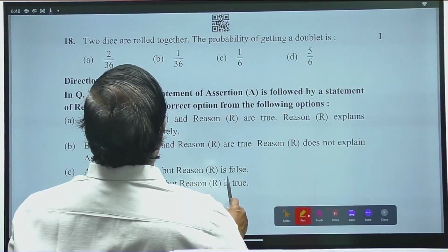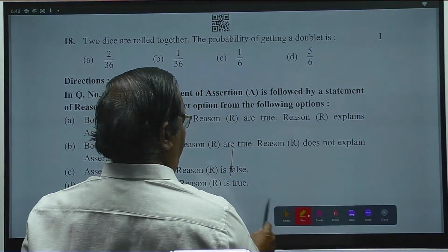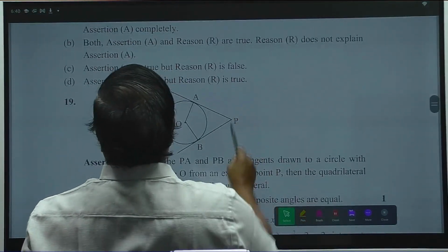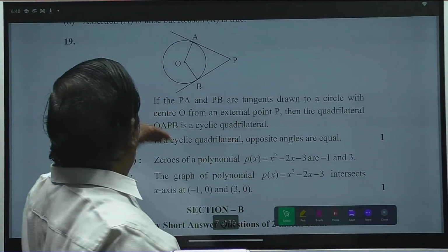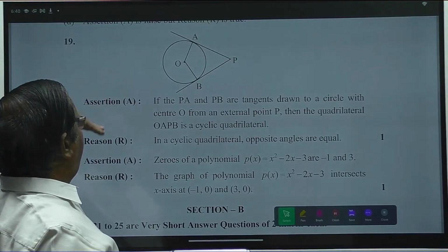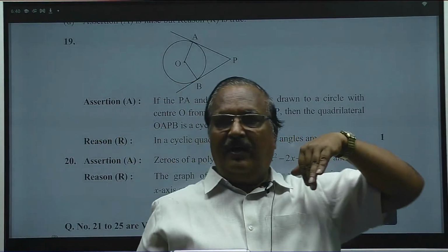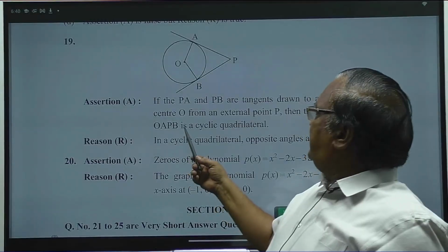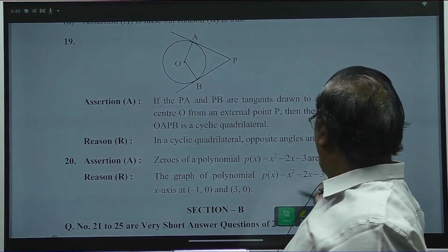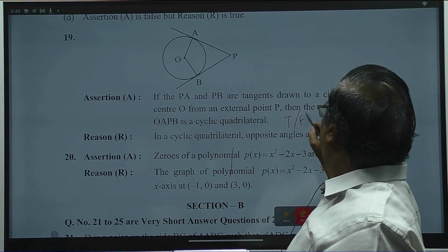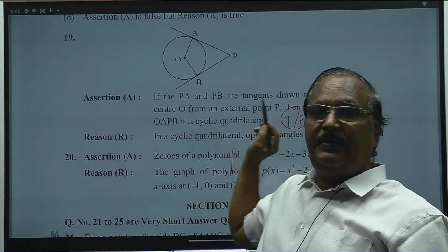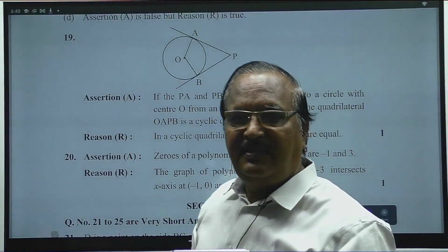Now let me explain 19th and 20th also. There will be 2 assertions given, reason will be given. How to solve it? You just find out whether it is true or false. You have to find out whether this statement is true or false.